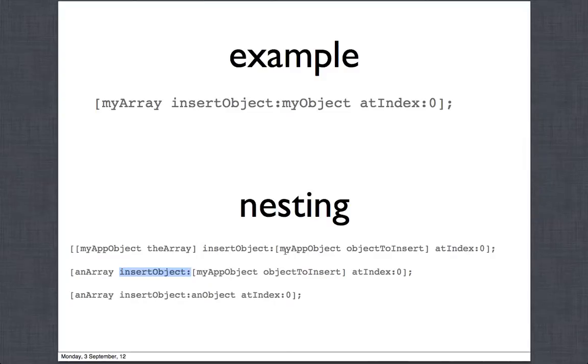But here we have another call. So we have to call this thing first, and this will just create us an object. And the next step of this computation will be exactly as we had before. So we can nest.